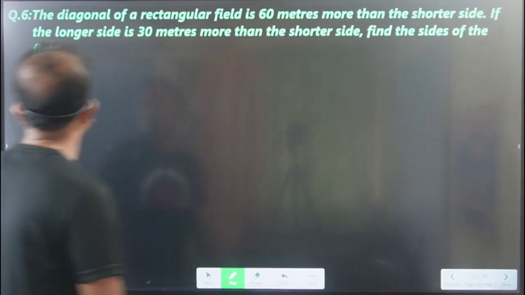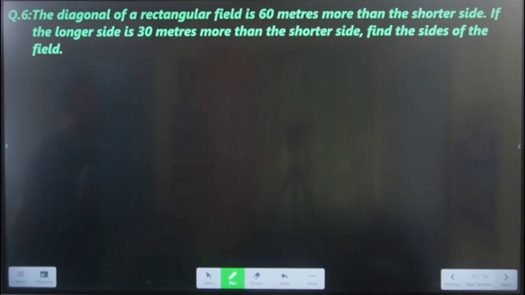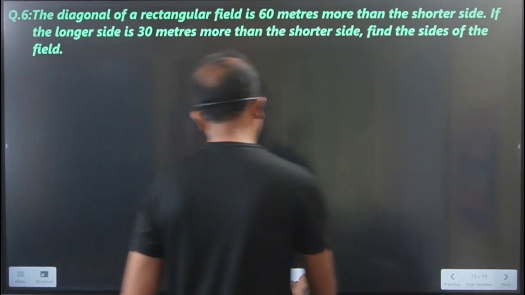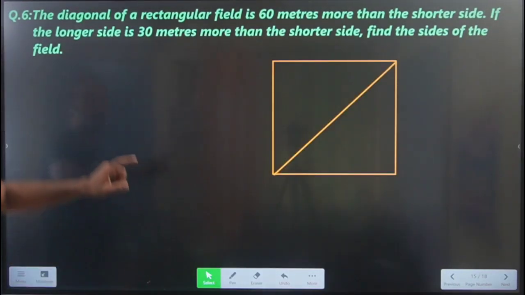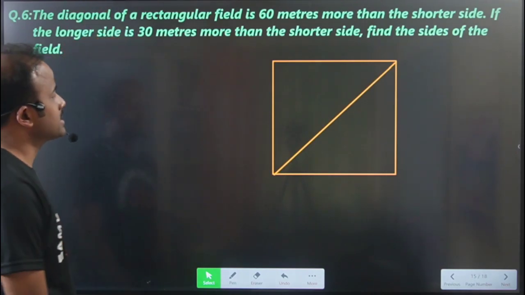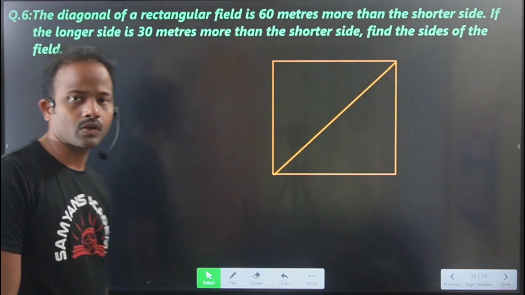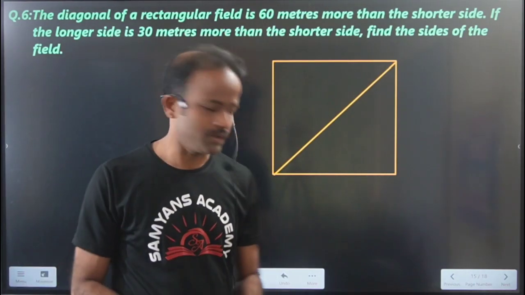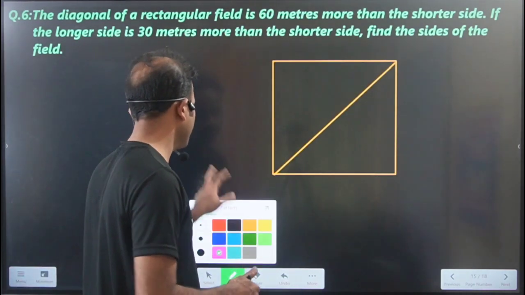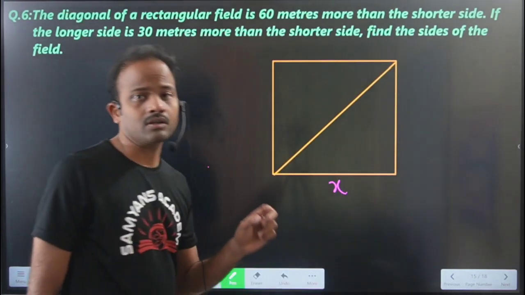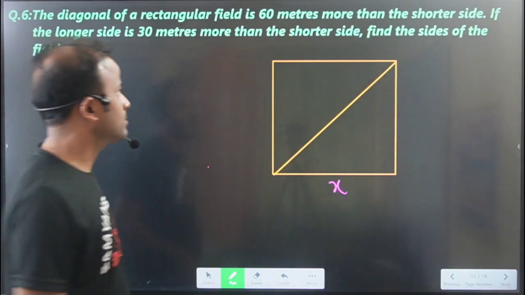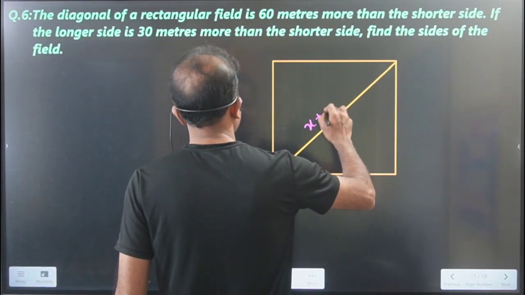The diagonal of a rectangular field is 60 meters more than the shorter side. If the longer side is 30 meters more than the shorter side, find the sides of the field. So what should we take? Here you consider a rectangle, right? The diagonal of the rectangular field is 60 meters more than the shorter side. Let us take the shorter side as x. If the shorter side is x, then what does the diagonal become? Compared to the shorter side, it is 60 more.